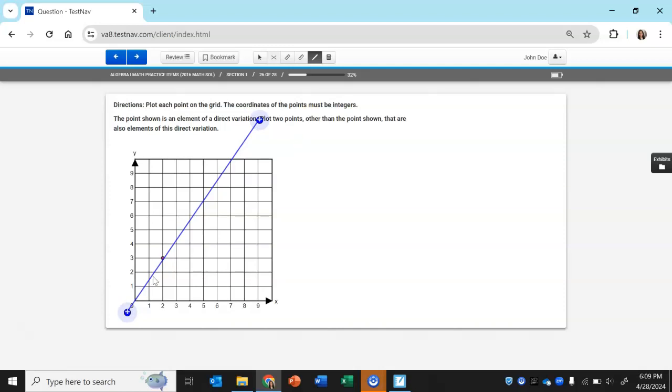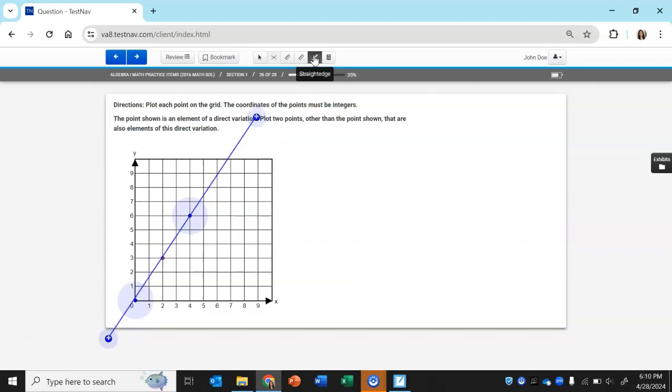So the point shown is an element of direct variation. Plot 2 other points. You know for sure one point that I'm going to plot is at 0, 0 right there. I need to move the straight edge out. Sorry. If you look at the slope, it's up 3 over 2. That should work right there. I'm just going to measure it out with the straight edge as well. So that works out. It's not perfect because I'm not perfect, but anyway, it's right there.